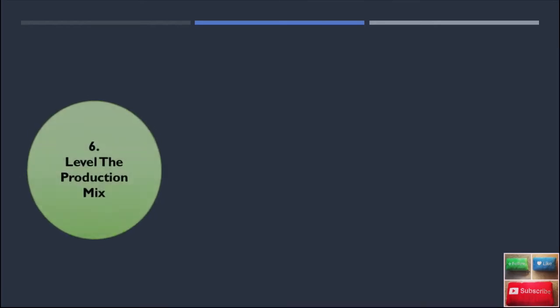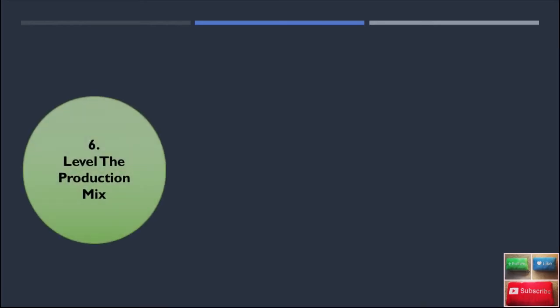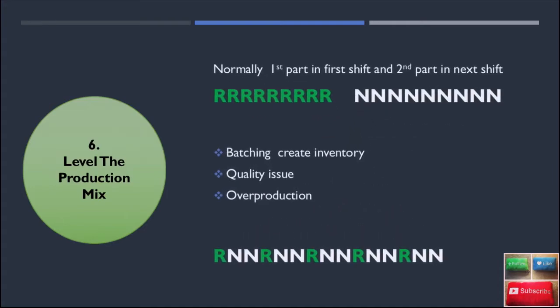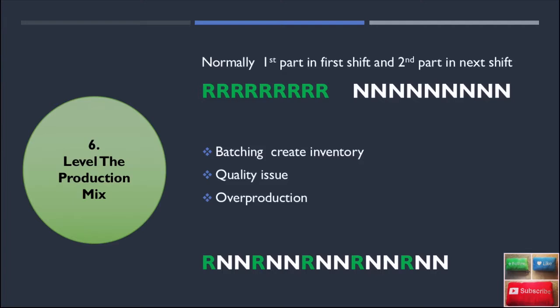So our sixth guideline is how to level the production mix. As you can see, when you have a traditional production system, suppose you have two products, R and N. What you normally do is produce all the R at once and then N at a time. Although here you are reducing the setup time, lean doesn't want that.